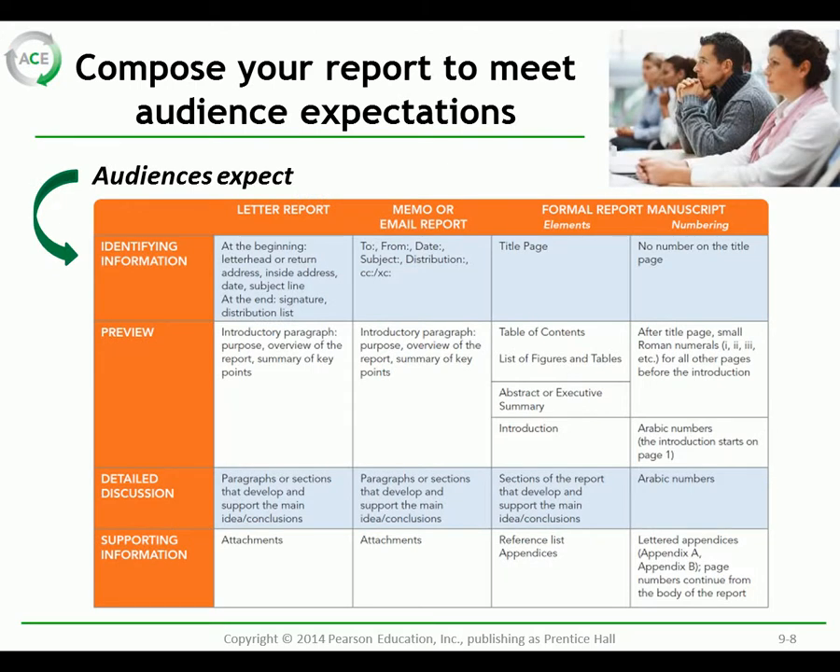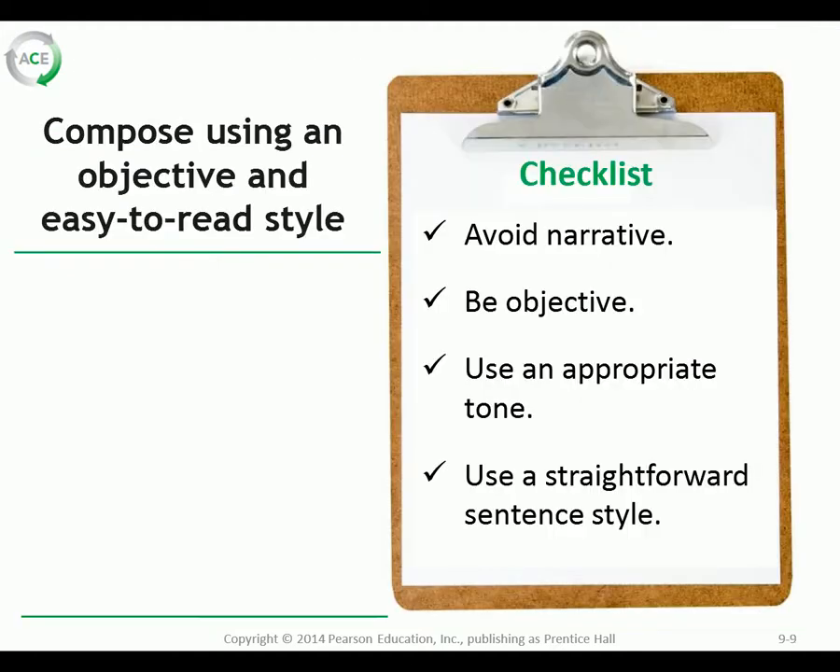When audiences read the report, they expect to find 3 or 4 kinds of information: identifying information, preview, detailed discussion, and optionally, additional documentation. Figure 9.4 summarizes where these elements appear in the various report formats. It also explains how to handle page numbering in formal manuscript reports. As you read through this chapter, notice how the example reports and the figures follow each of these guidelines.